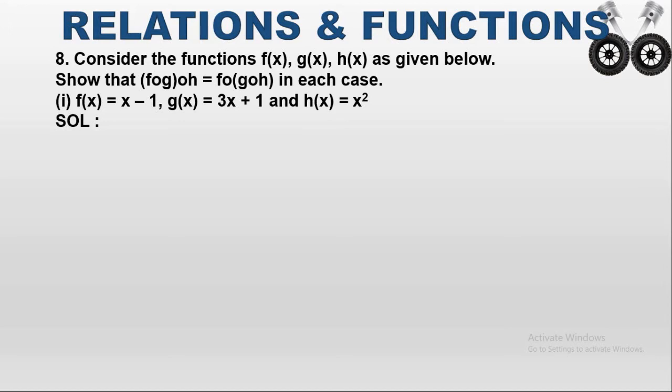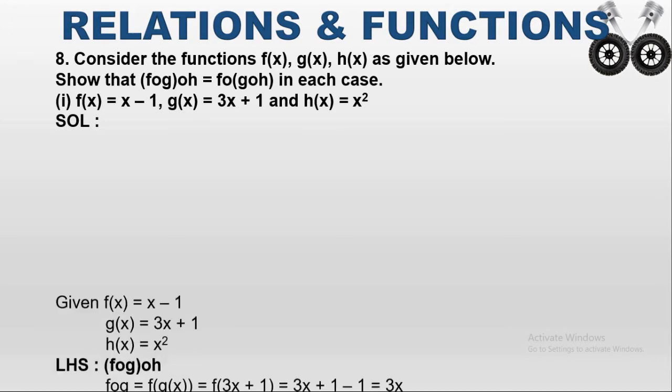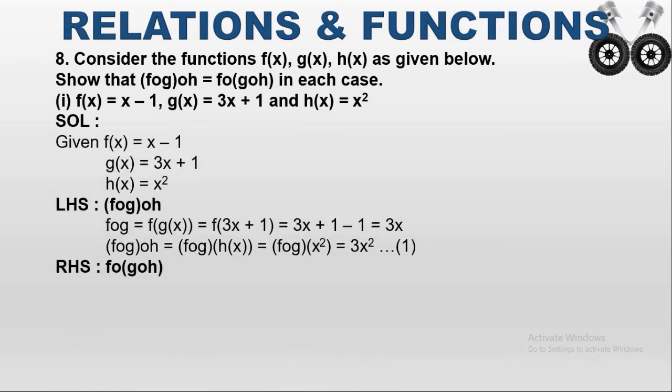So what is the problem given here? f of x, g of x, h of x values are given. Using those values, you have to show that (f composition g) composition h equals f composition (g composition h). So very first I will write what is given in the problem, that is the f of x value, g of x value and h of x value. To show that, I will write the LHS first. What is in the LHS? It is (f composition g) composition h.